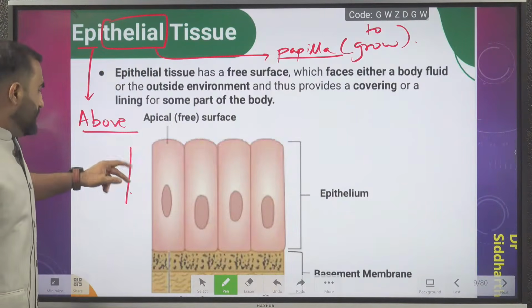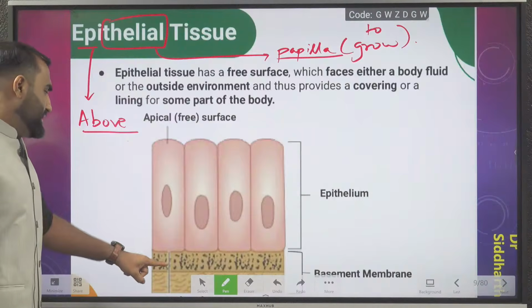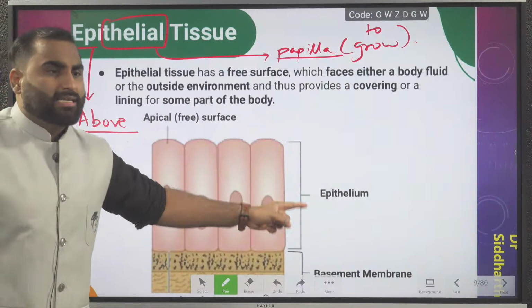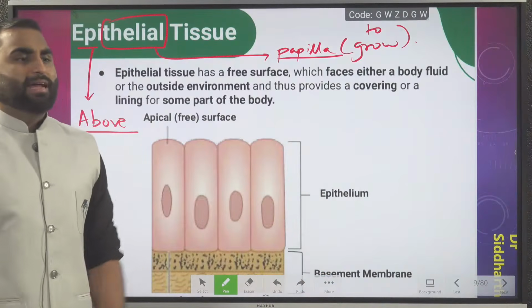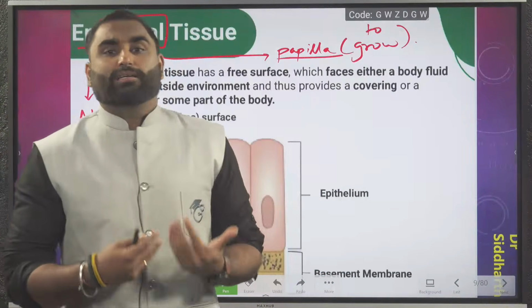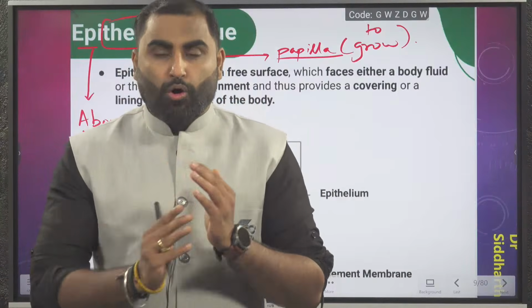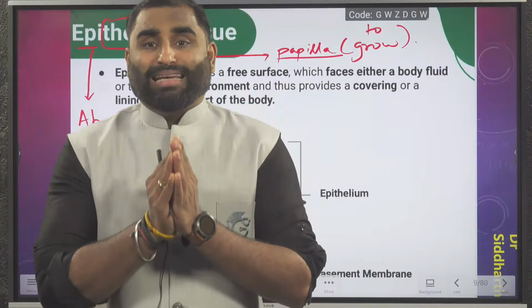You can see this is the epithelium here, and it is sitting on the basement membrane. On which membrane it is sitting? It is sitting on the basement membrane. So let us discuss more characteristics. This was just an introduction. Now we will see more characteristics of epithelial tissue.